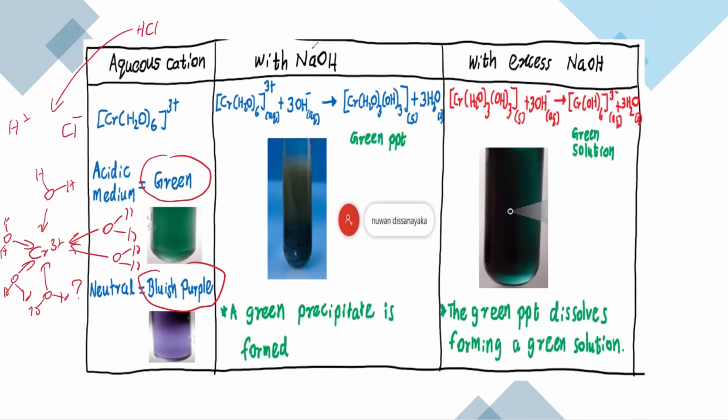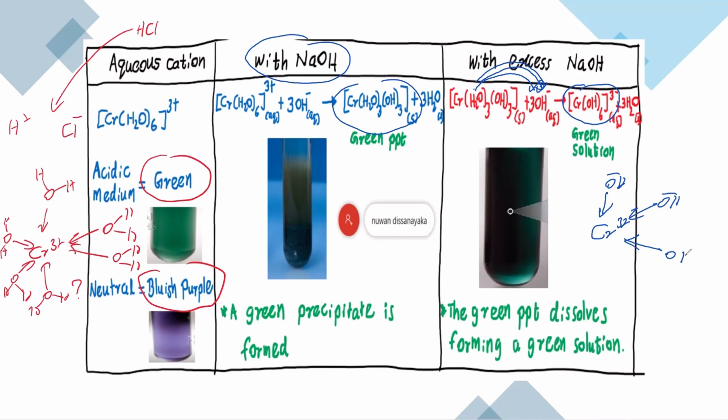So what we can do is, we can add sodium hydroxide. When you add sodium hydroxide, what will happen? Again, deprotonation takes place. You get chromium 3 hydroxide, which is a green precipitate, same as Fe2+ ion. But if you add excess sodium hydroxide, that green precipitate will undergo further deprotonation. That means the other 3 water molecules will also lose their H+ ion. So you get [Cr(OH)6]3- ion. So we have chromium 3+ ion here, and all the ligands around it are OH- ions.